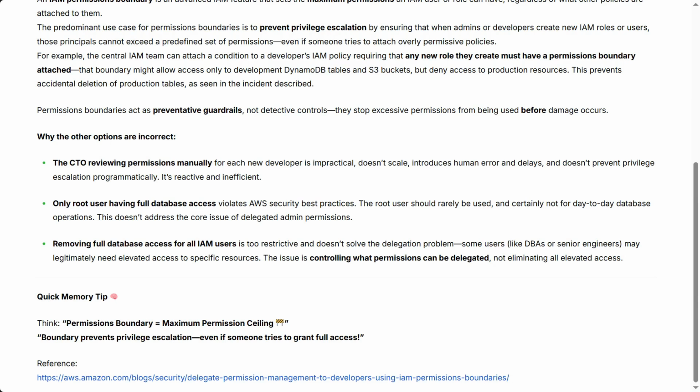Removing full database access for all IAM users is too restrictive and doesn't solve the delegation problem. Some users, like DBAs or senior engineers, may legitimately need elevated access to specific resources. The issue is controlling what permissions can be delegated, not eliminating all elevated access. Quick memory tip: think permissions boundary equals maximum permission ceiling. Boundary prevents privilege escalation, even if someone tries to grant full access.